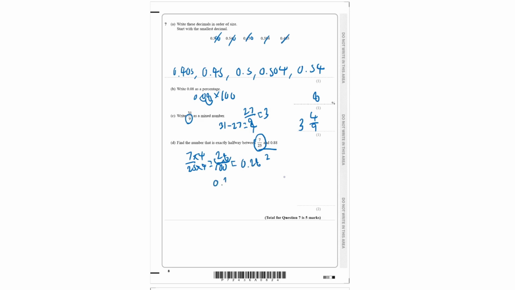Now we have 0.28 plus 0.88 divided by 2. This gives us 1.16 divided by 2, or just 0.58.